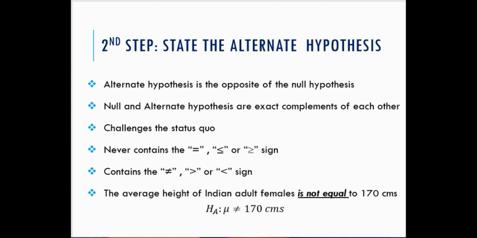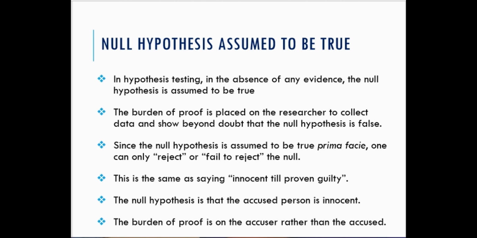So the alternate hypothesis typically challenges the status quo. It does not contain the equal to, greater than or equal to, or less than or equal to sign, and it does contain the not equal to, greater than or less than sign. And in the previous case where we said that the null was mu equals 170 centimeters, the complement of that, or the alternate hypothesis, is mu is not equal to 170 centimeters.